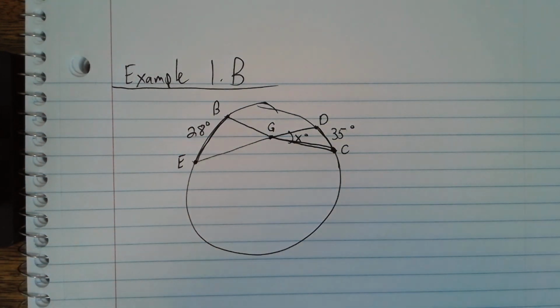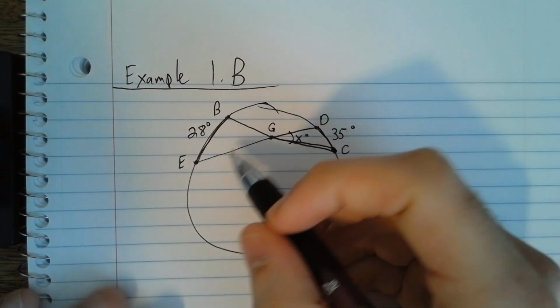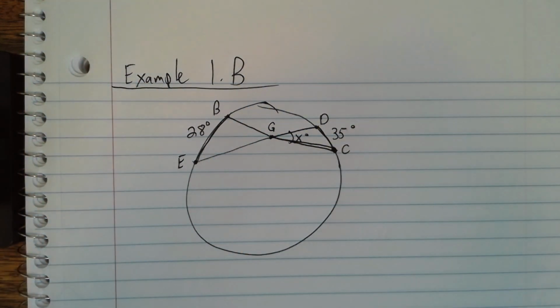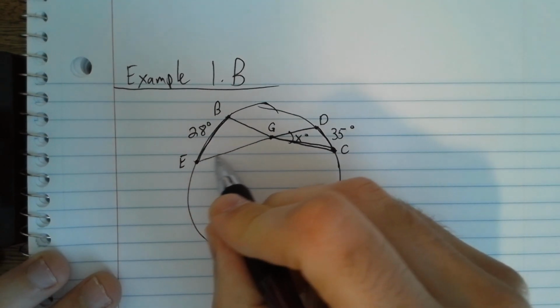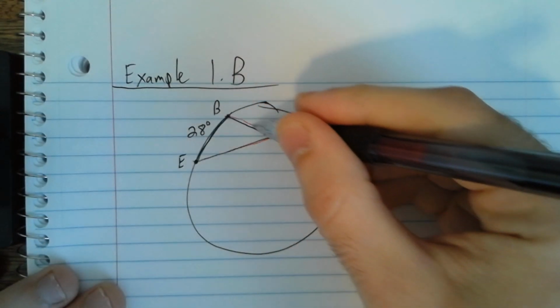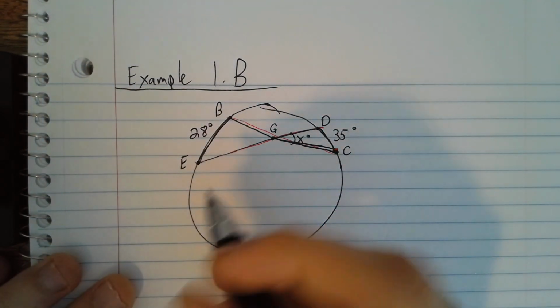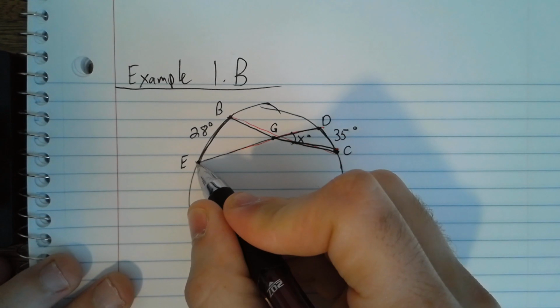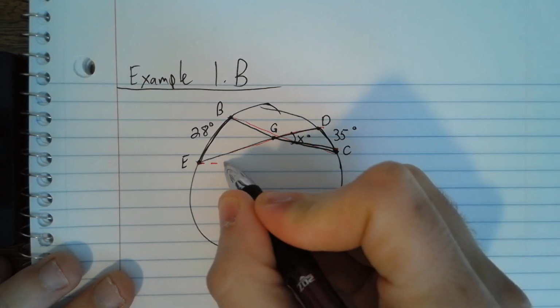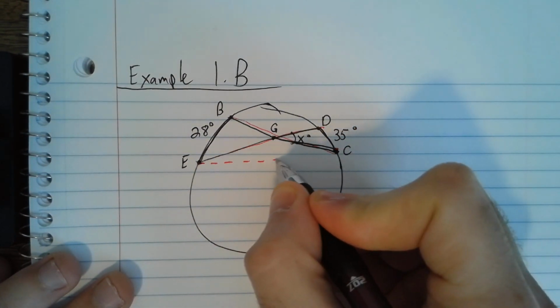Okay, let's take a gander at example 1b. So we're going to solve this the exact same way as example 1a. Step one is you need to draw an imaginary line between 2 points on the two different chords. So we got chord ED, and then we have chord BC. So either draw an imaginary line between E and C or B and D. I'm going to do E and C since there's a little more space to work with. So I'm going to draw an imaginary dotted line here.